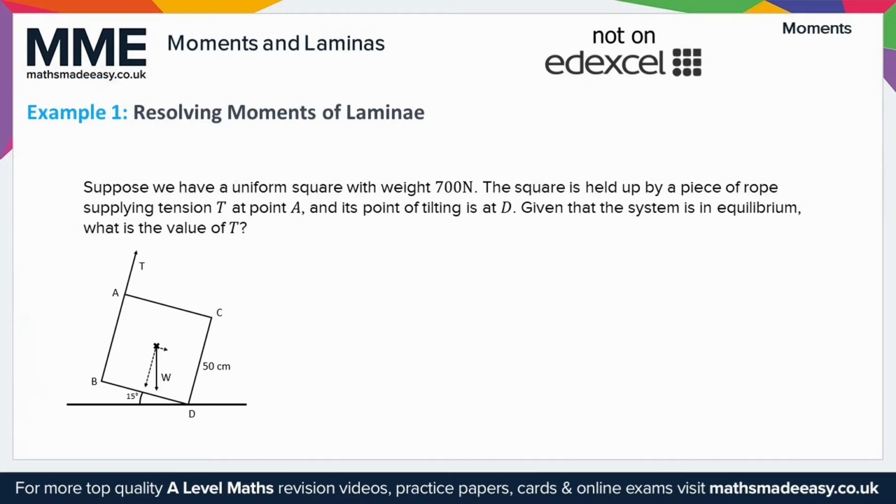We have a uniform square with weight 700 newtons. The square is held up by a piece of rope supplying tension T at a point A. You can see that here. And it's on the point of tilting at D, so it's pivoting around here. Given that the system is in equilibrium, what is the value of T?